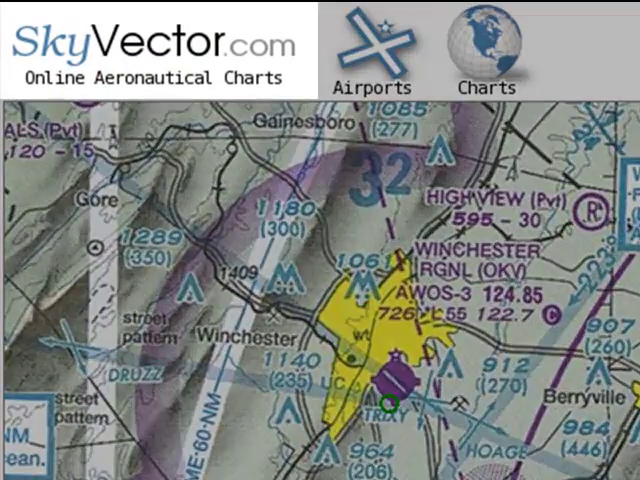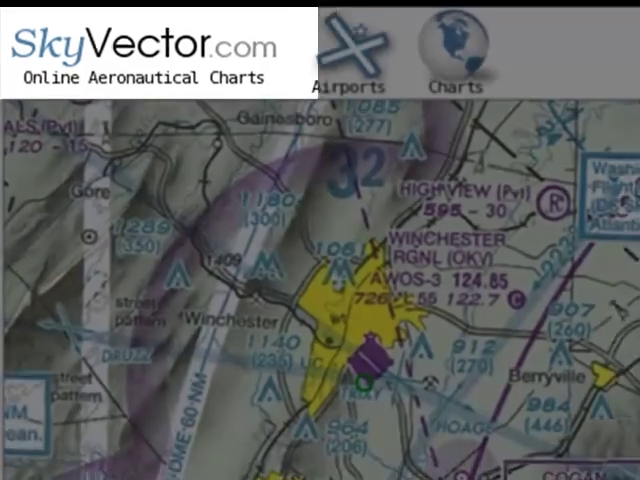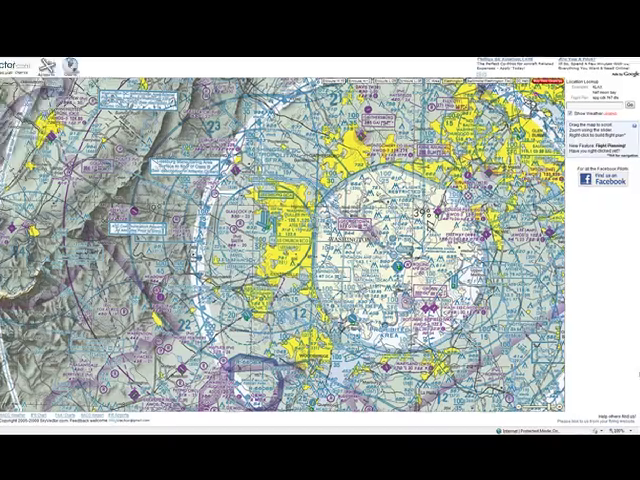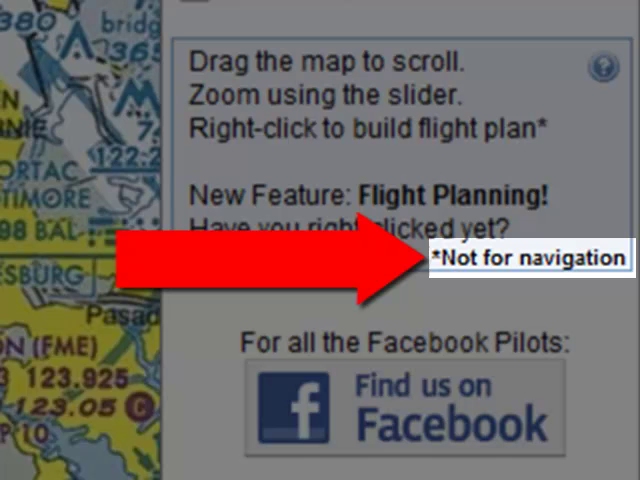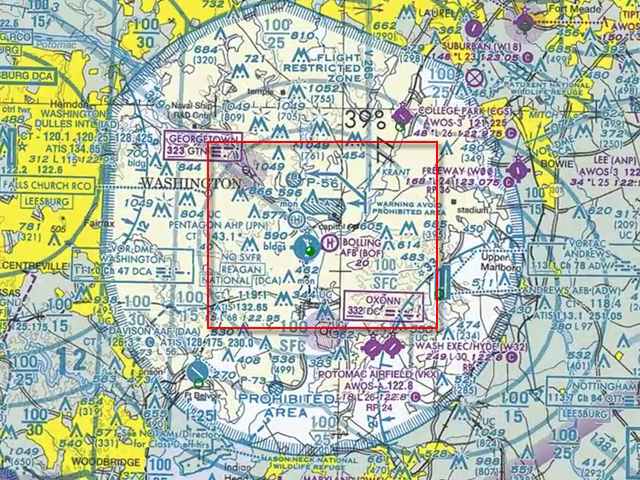What we're using here is a website called Skyvector.com. Skyvector has images of all the current sectional charts for the United States. Although these are not valid for real-world flight planning, these are great for using with Flight Simulator and for training purposes. Here in the middle is the Washington, D.C. area.